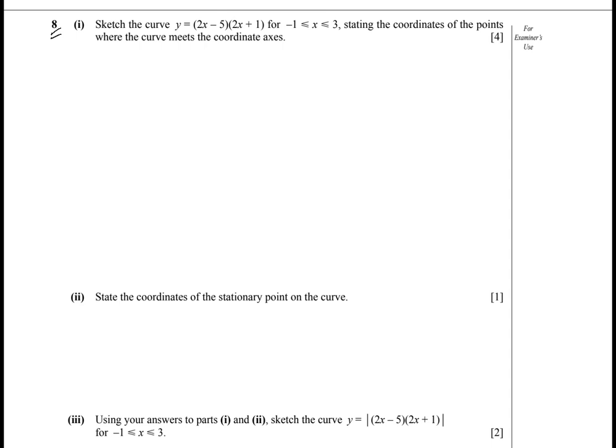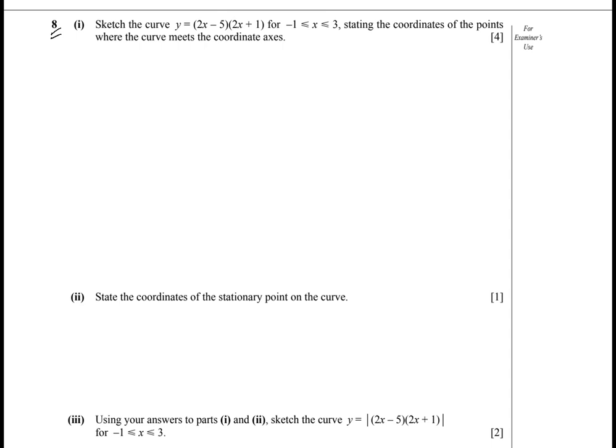Question 8. In this question, we have to sketch the curve y equals (2x minus 5) times (2x plus 1), where the domain lies from minus 1 to plus 3. In our sketch, we have to state the coordinates where the curve meets the y-axis as well as the x-axis. So at first, let's find the coordinates on the x-axis.